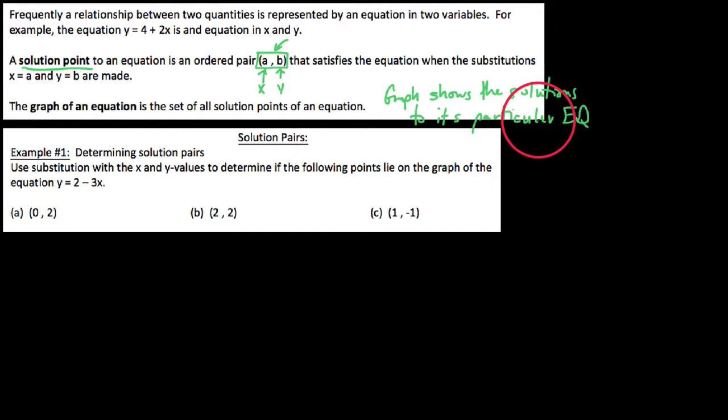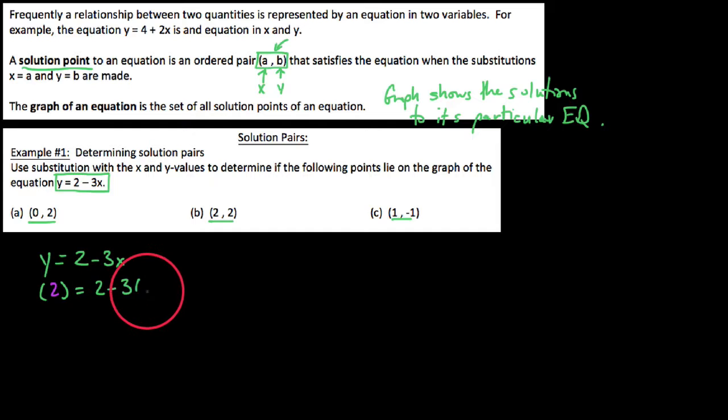What we're going to look at specifically is checking whether an ordered pair is a solution to an equation, just by using substitution with the x and y values. With this equation, y equals 2 minus 3x, I want to determine whether any of these three points down here are solutions to the equation. Very simply, we're going to make some substitutions. Everywhere I see a y, we'll replace it with this 2, and everywhere I see an x, we'll run a substitution there.